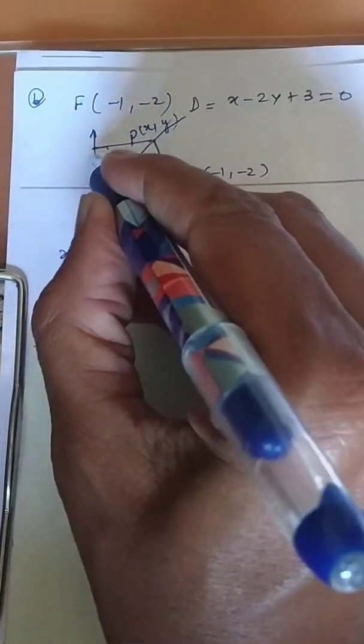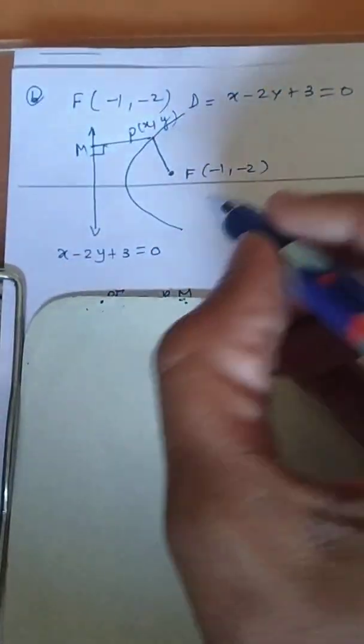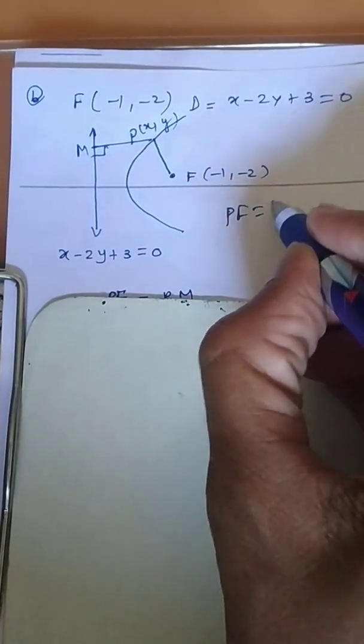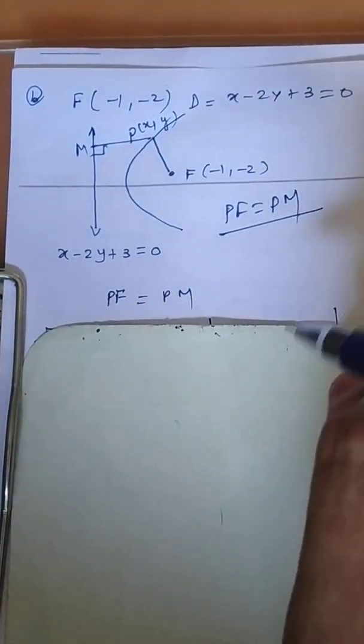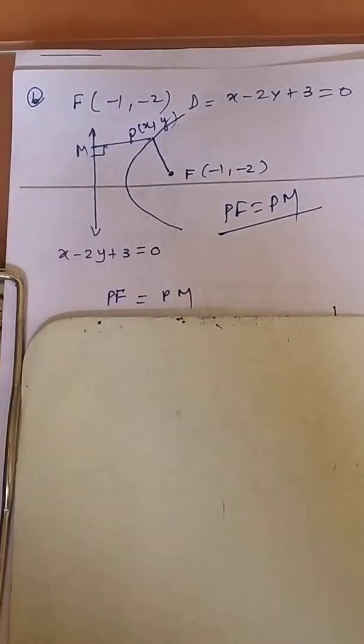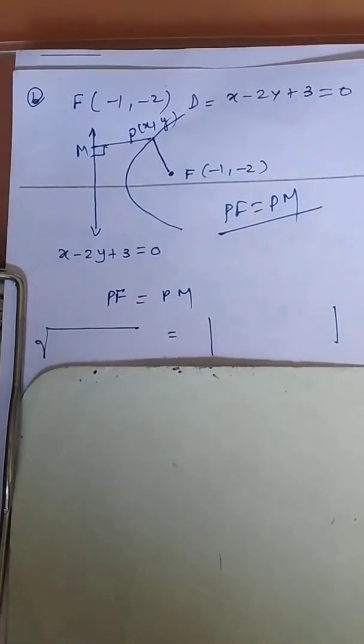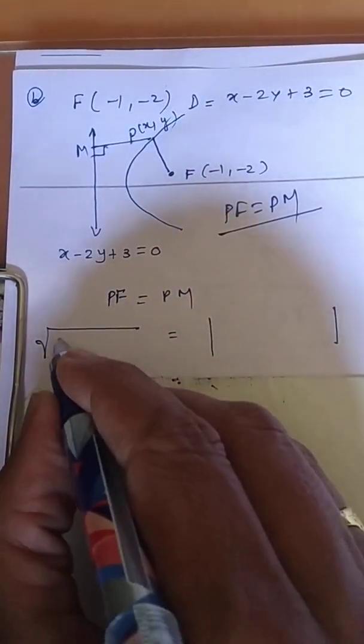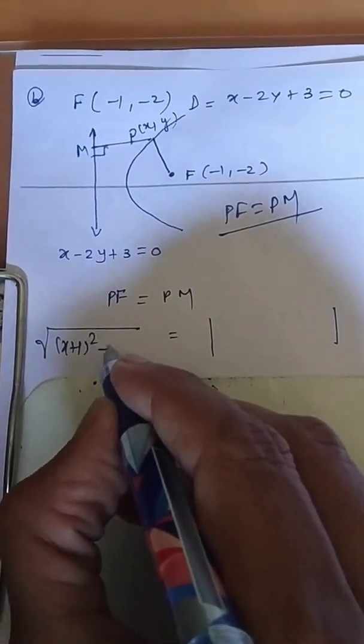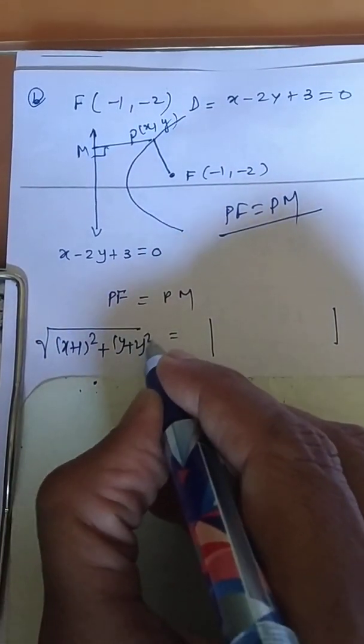And this is nothing but the PM. So your first point is PF is equal to PM. That was the first point. Now, PF is a distance formula. How to get the PF? Correct. (x plus 1) the whole square plus (y plus 2) the whole square.